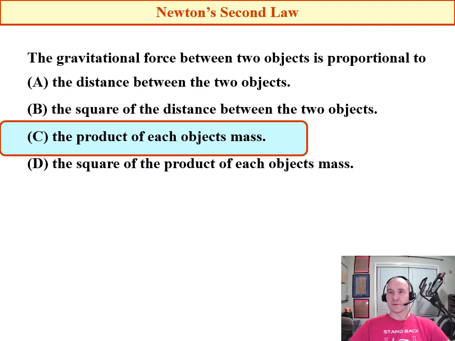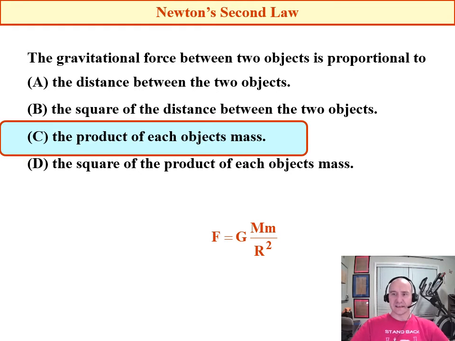The gravitational force between two objects is proportional to the product of each other's mass. Now you may say the distance between the two objects is actually inversely proportional to the square of their distance. It's not just the square, but the inverse of the square. The numerator isn't squared in this example. The product of each mass is in the numerator, so it's proportional to both of those. The radius is going to be squared in the denominator.